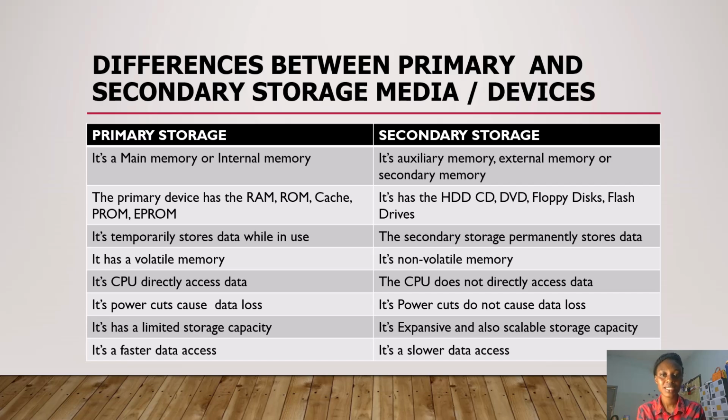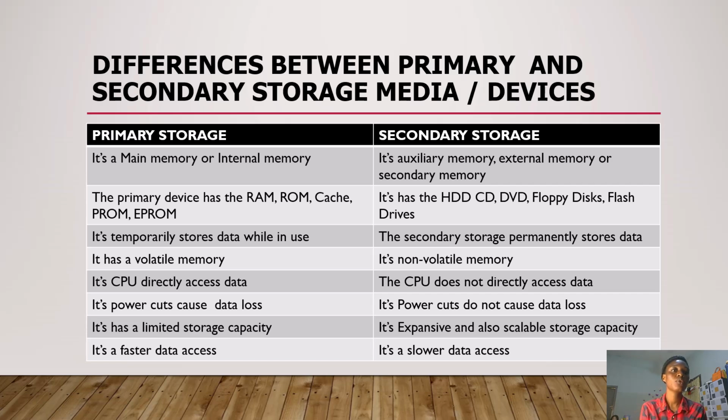So for the secondary storage, power cuts do not cause data loss, because when you store your information on a pen drive, it's always with you. Only if the pen drive gets missing or damaged will you lose your information. But when your information is on a pen drive, you always have it whenever you need it. So power cuts do not cause data loss. Your information will not go missing.